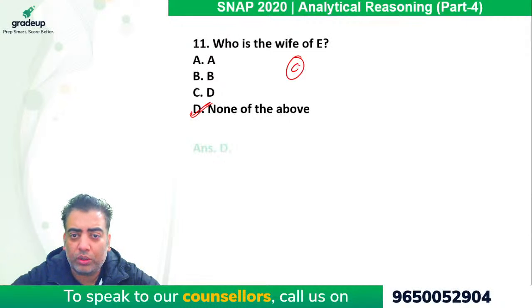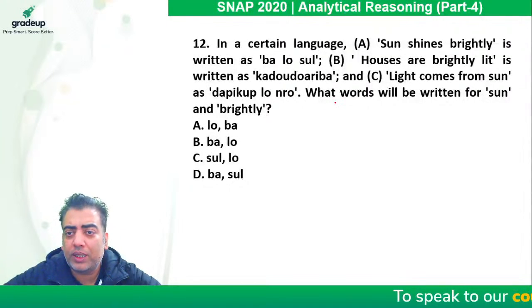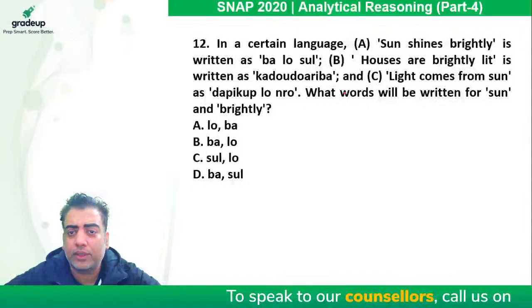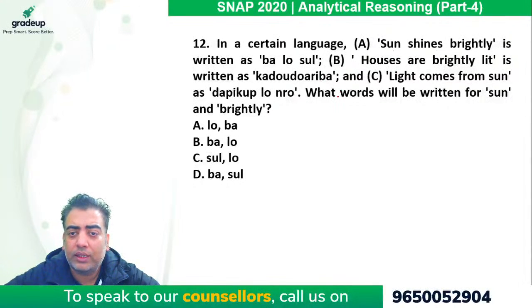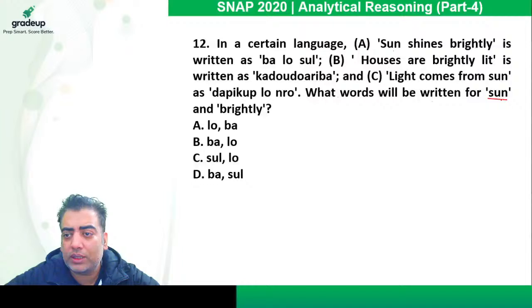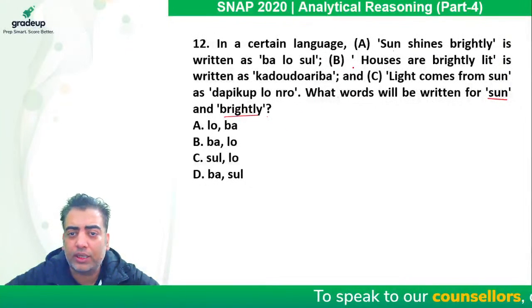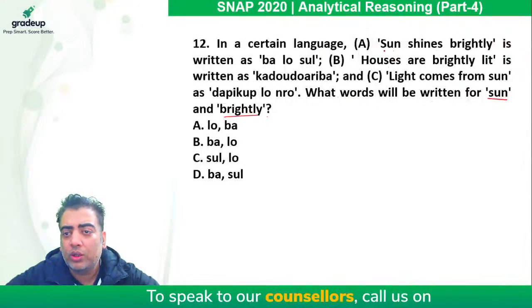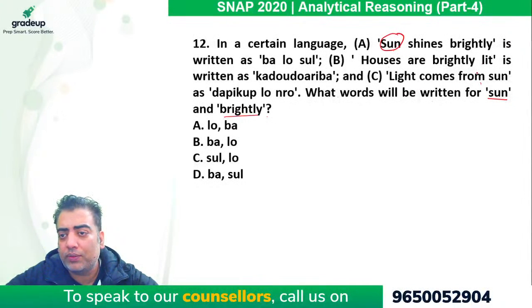If you have any doubt, Shubhit, tell me, there is no problem. Even if it takes two or three times, every question must be understood. In a certain language, sun shines brightly is written as ba LOSUL, houses are brightly lit and all. Then he says, what words will be written for sun and brightly? So we just need to figure out in what all statements sun is common. So in statement A, B or C, we can check sun is common in first and third.